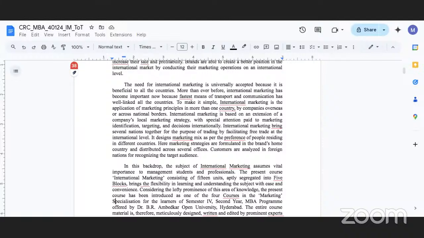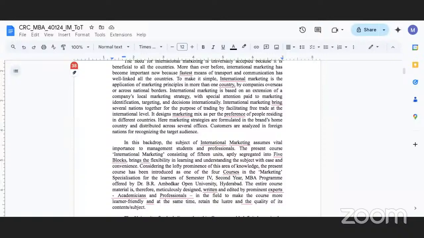if I wish to enter from India to the US market, I have every possibility to do so, subject to the condition that I fulfill the regulations of the US government and their trading conditions. So, when we are talking about trading, another important element that comes up is marketing mix. All of you would be aware of what is a marketing mix in terms of the product, price, place, and promotion. But we also talked about a different aspect, that is the preference of people residing in different countries.